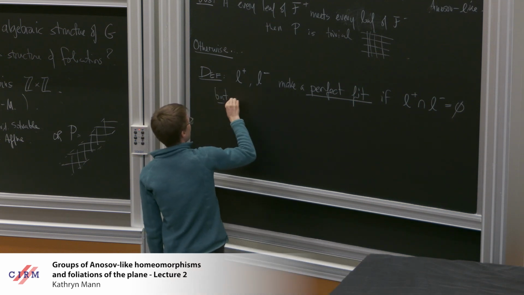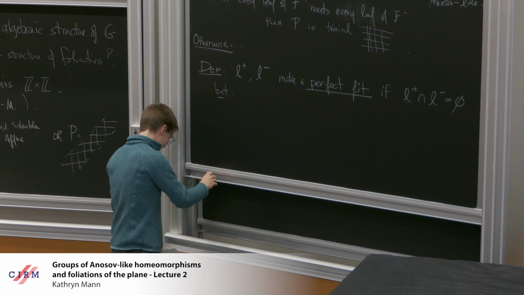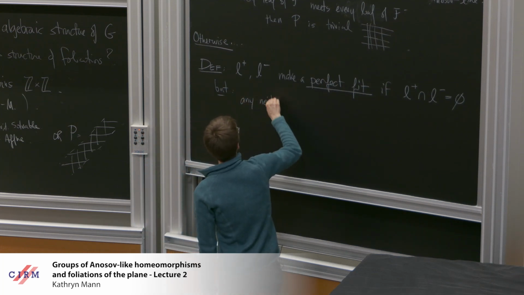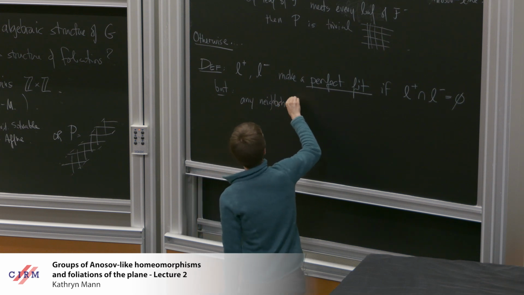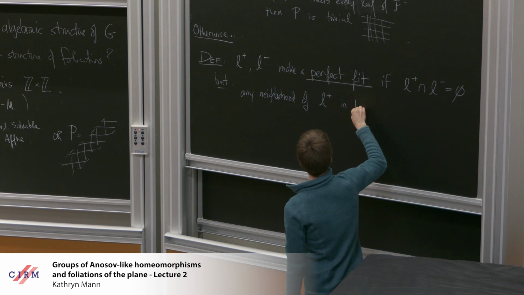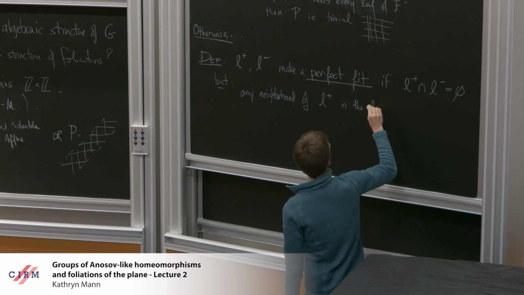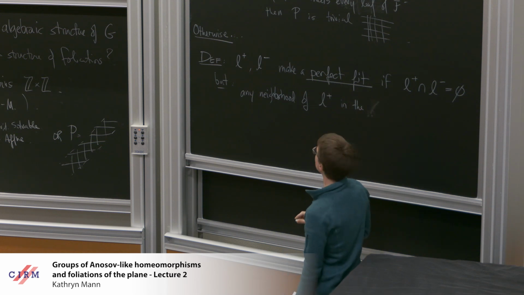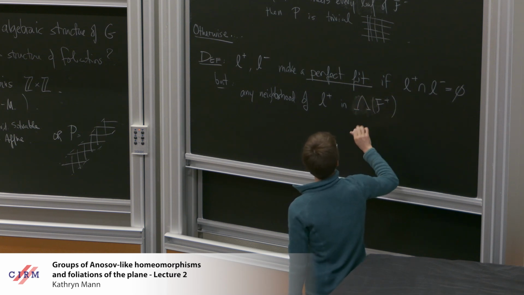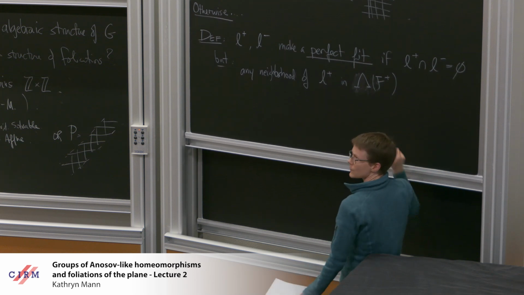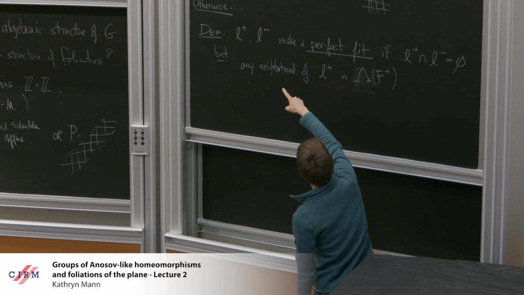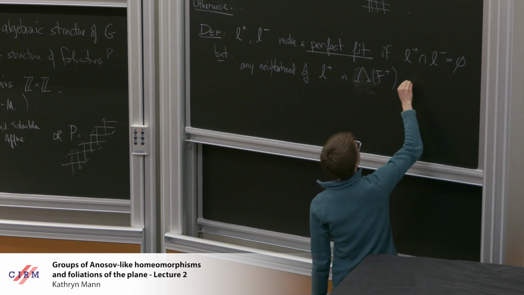But here's a slick way of saying this. Any neighborhood of L plus in the leaf space. I need notation for leaf space. I like lambda of F plus. So this is the space of all leaves, the quotient space, if you like. Contains a leaf that intersects L minus.